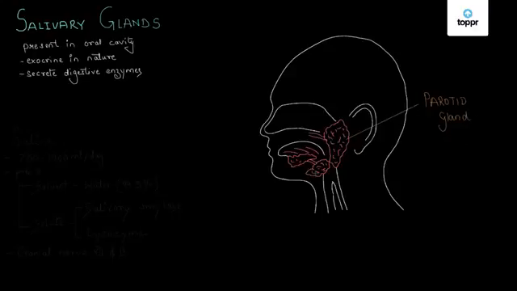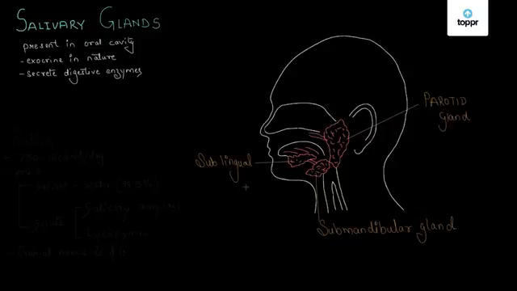Okay, the second one in here, these are the submandibular glands. And the third one in here, these are the sublingual glands. So these 3 are the salivary glands which are present in the facial region in here. Now let's talk about these in detail. So the first one, the parotid gland.